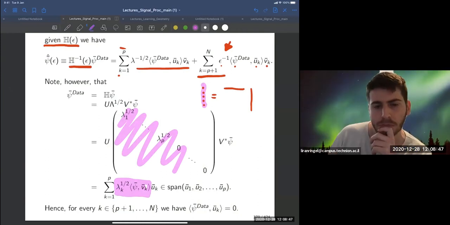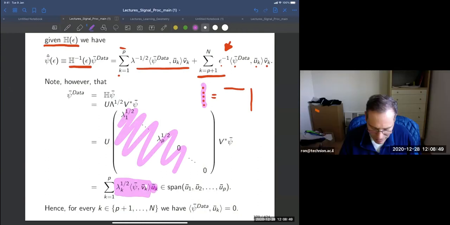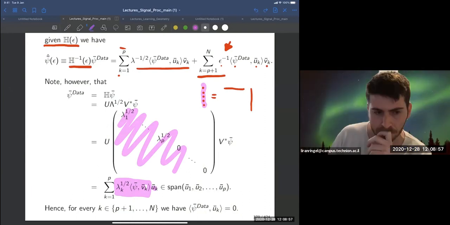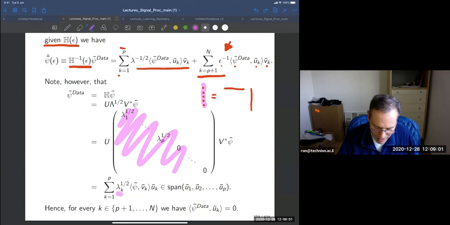Now it multiplies, these are the coefficients that multiply the relevant vector in U. Now, let's see what is going on here. These are effective only between 1 and P, so they are a linear combination of the first P vectors in U.